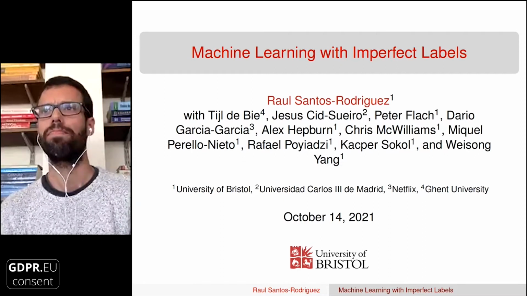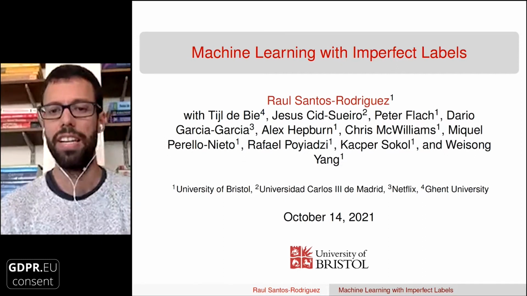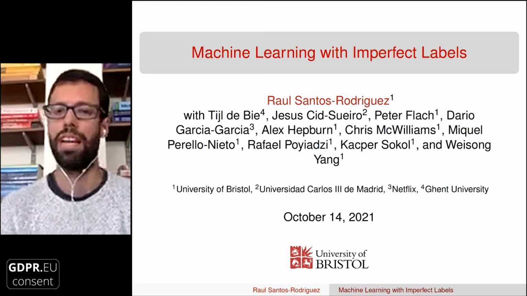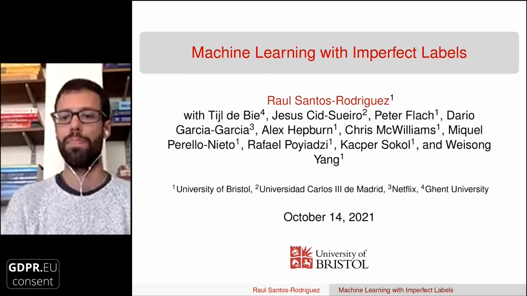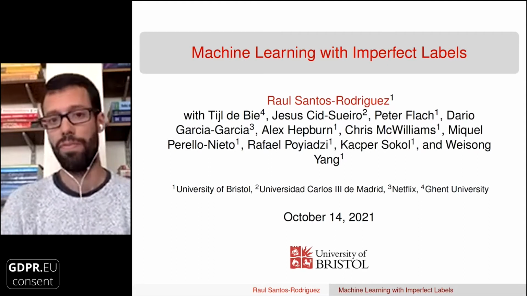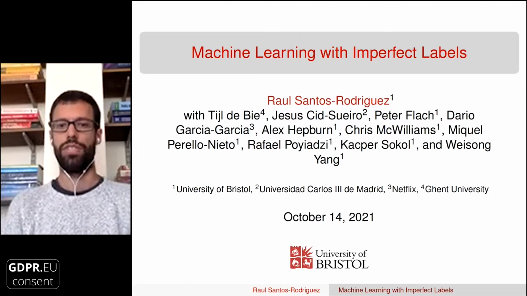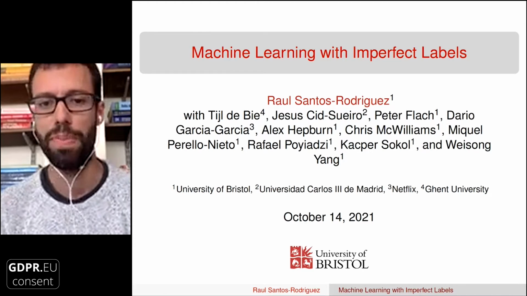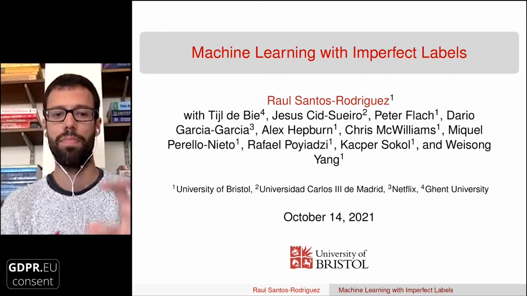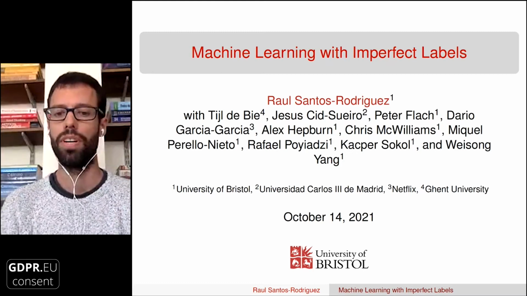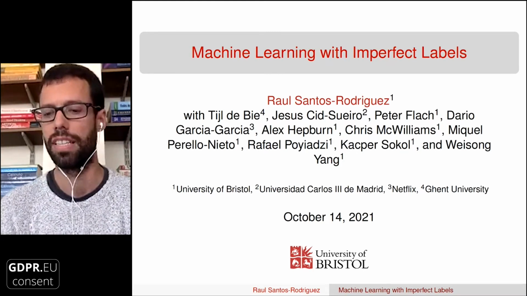The main topic that we'll discuss is labels and annotations, and how we deal with them in the machine learning pipeline when they are far from perfect. This is a joint work with a number of people, and I'm sure I'm forgetting names in there, but mainly people from Bristol, collaborators in Madrid, in Netflix, and in Kent University.